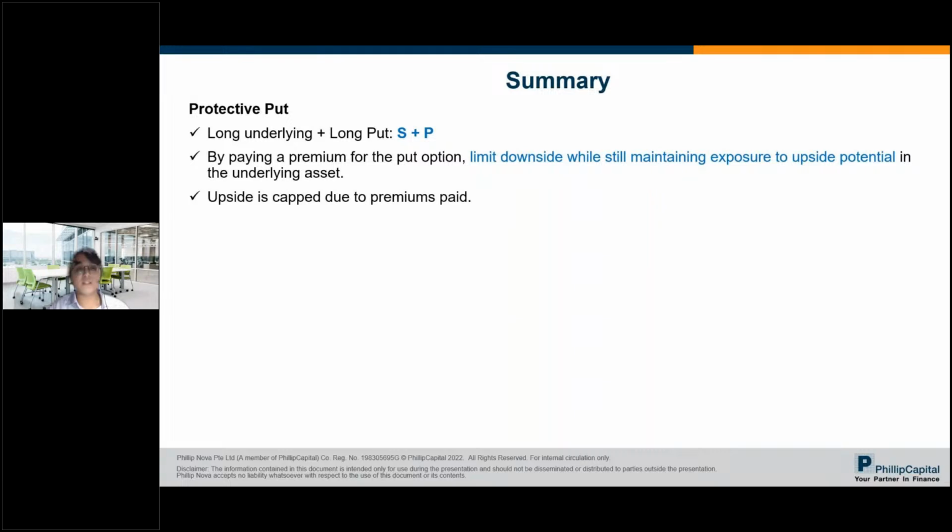So to summarize all the different strategies, firstly we have the protective put. It's again a long underlying position, such as a long gold futures, and then we buy a put as well. So by paying a premium for this put option, we hope to limit the downside, while at the same time maintaining exposure to upside potential in the underlying asset. We do have to keep in mind that upside potential is limited due to the premiums that we're paying.